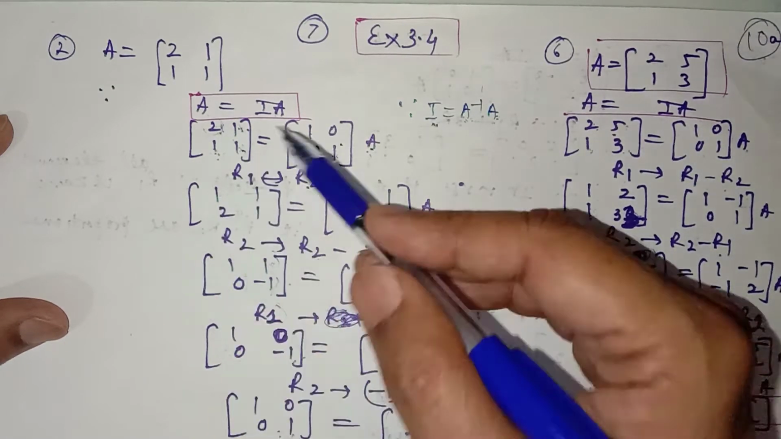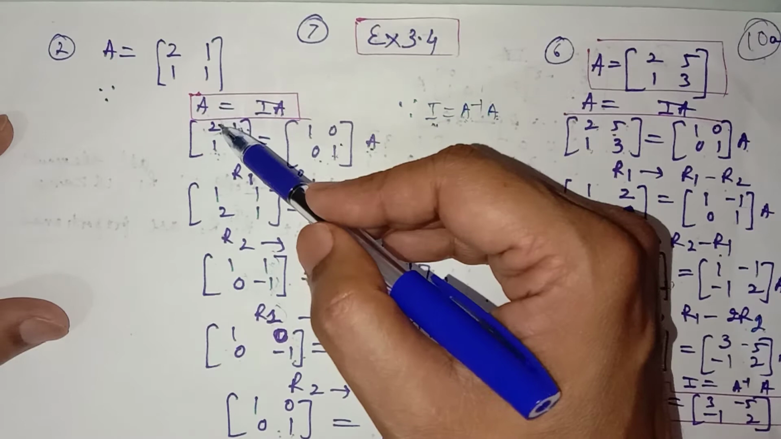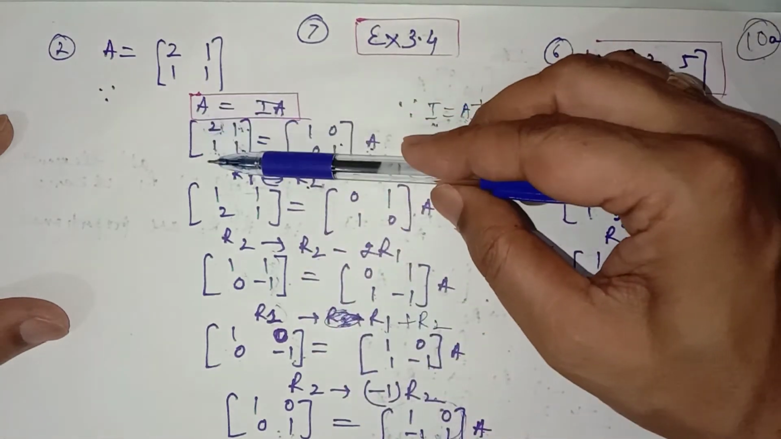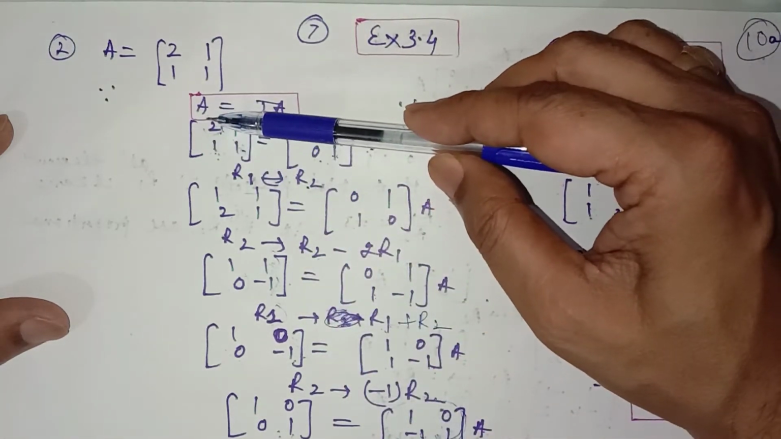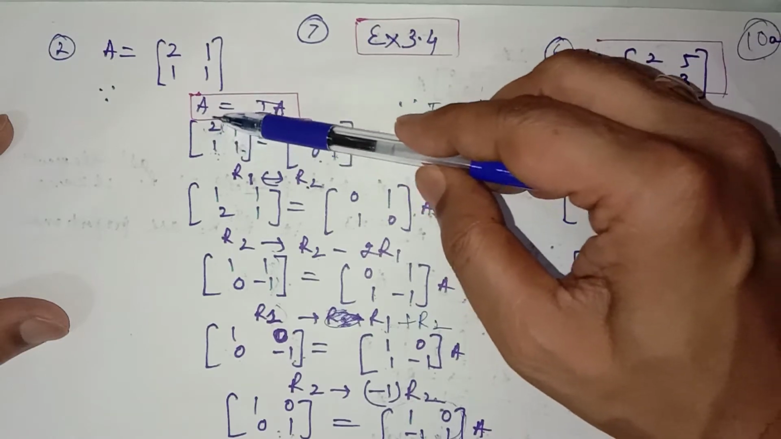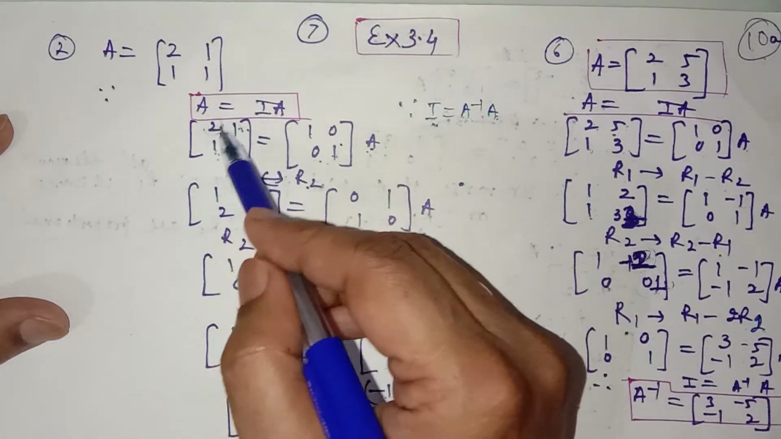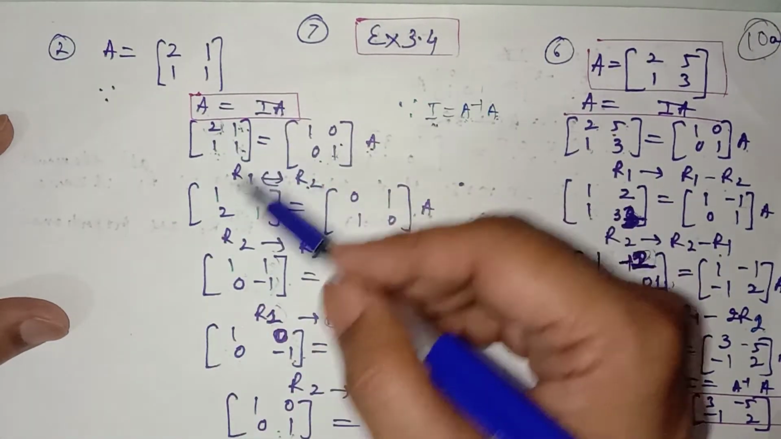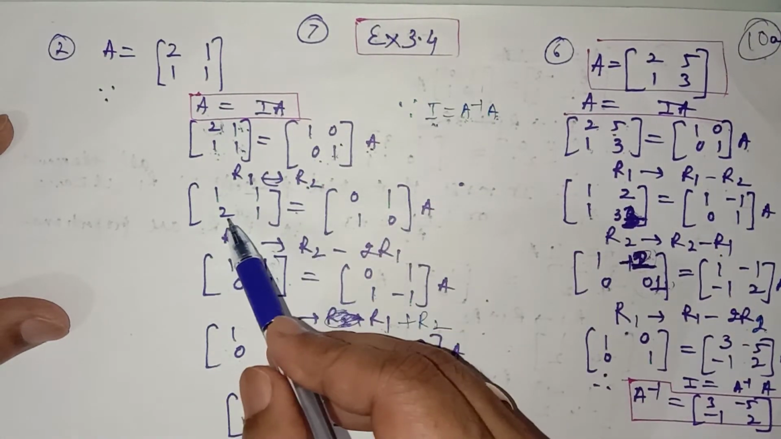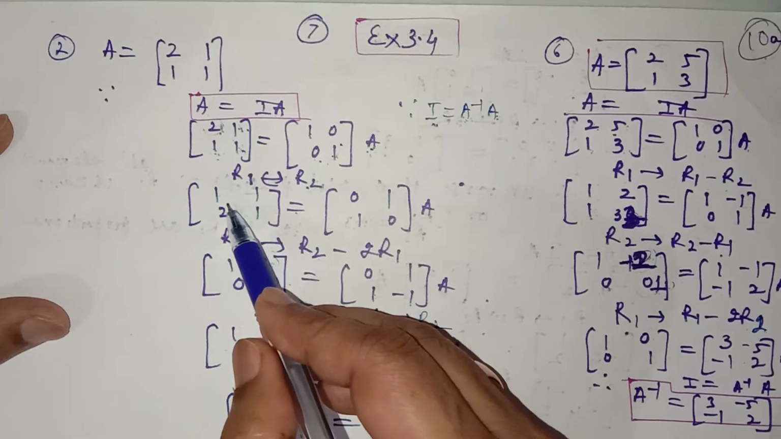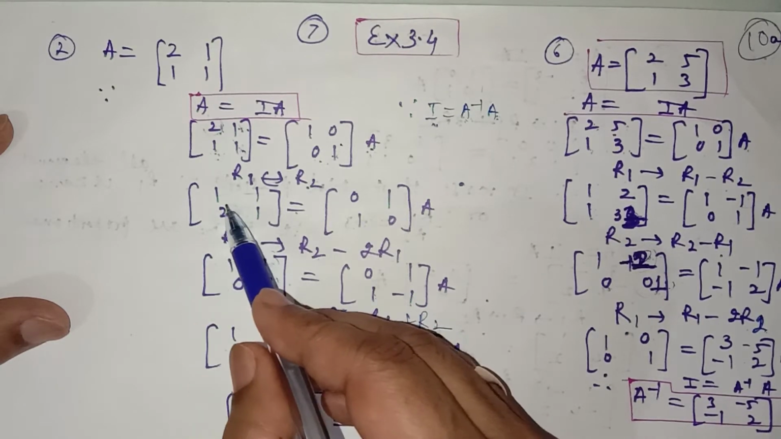So what have we got? 1 here. Now the second way to bring 1 here is to subtract R2 from R1. If you subtract R2 from R1, you will get 1 here. So this is the second way you can bring 1 to this place. Now I have interchanged the rows. The second step is to convert this element to 0.